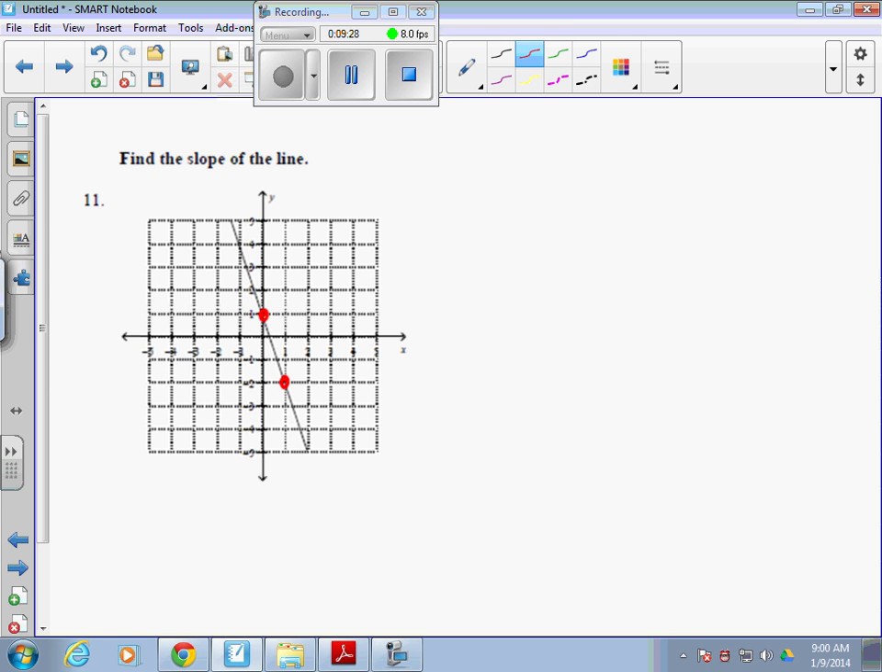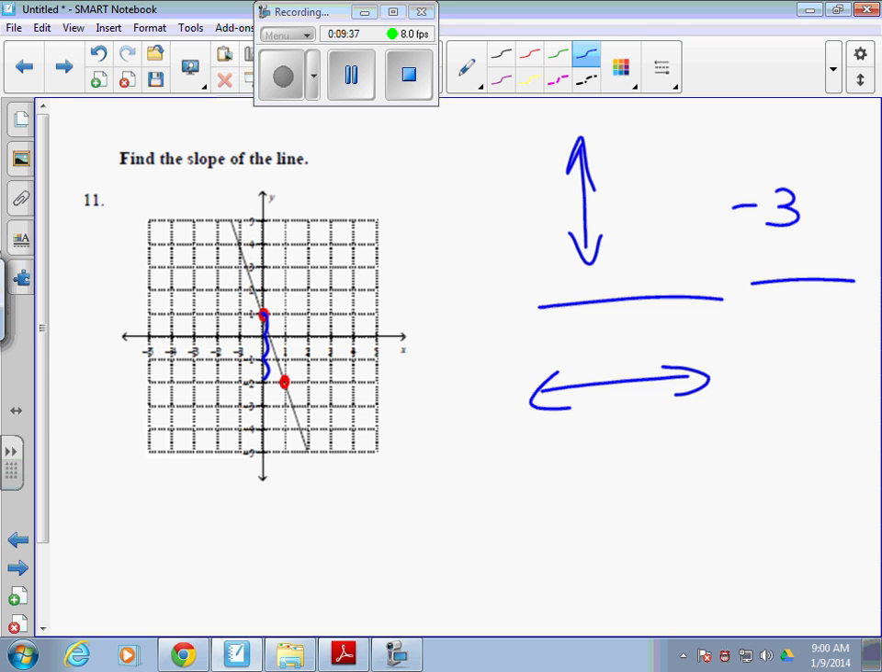So remember, slope is rise over run. How many times does it go up and down? How many times does it go left and right? We have to go down 1, 2, 3 times. That's negative 3. And we have to go over 1. So your slope is negative 3.